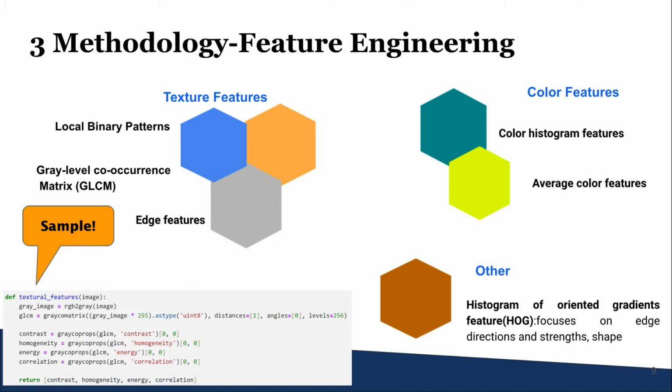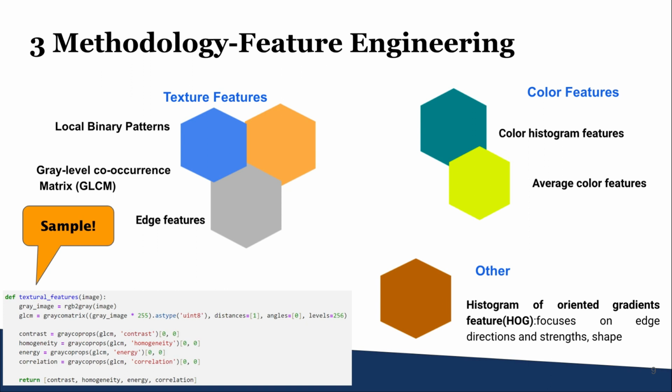The highlight of our methodology is the usage of different features. We used 6 features finally, and they are classified into 3 types. The first one is texture-related features, including local binary patterns, gray level co-occurrence matrix, and edge features. It's interesting that we find all these features will use the gray filters first. And the second type is the color features, including color histogram features and average color features.